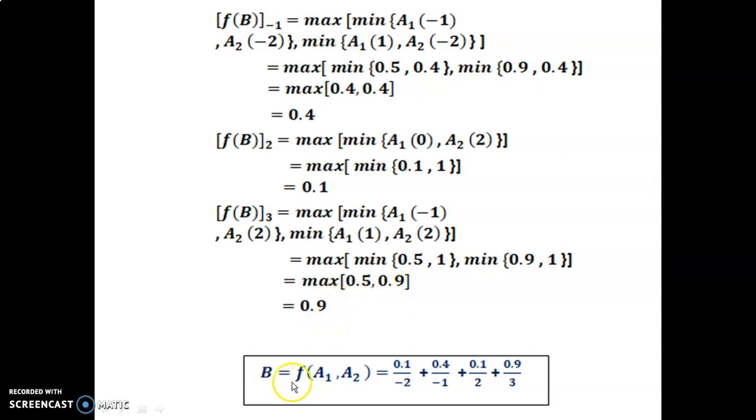Thus B is obtained as f of A1, A2 is equal to, with these denominators as the elements and the corresponding grades we obtained by using the max-min formula as 0.1, 0.4, 0.1 and 0.9. So this is the required answer.